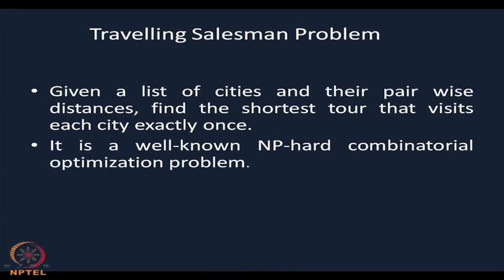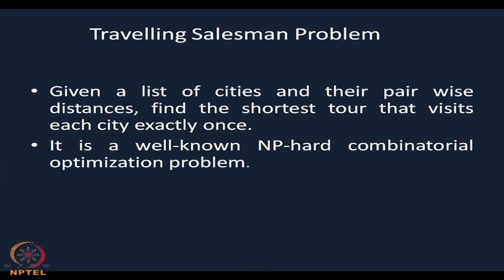In general, given a list of cities and their pairwise distances, what we have to find? We have to find out the shortest route that visits each city exactly once. Please note this thing, that each city is visited exactly once. We will see that it will enter one city only once and it will exit one city only once, not more than once, and also we will come back to where we have started.